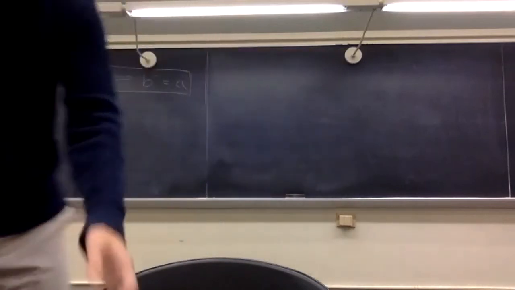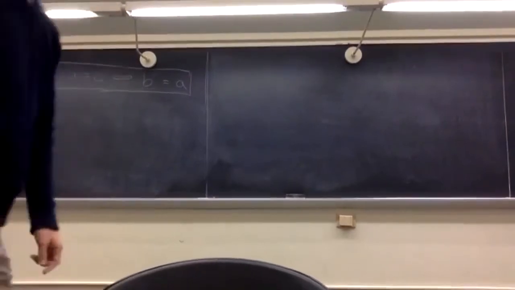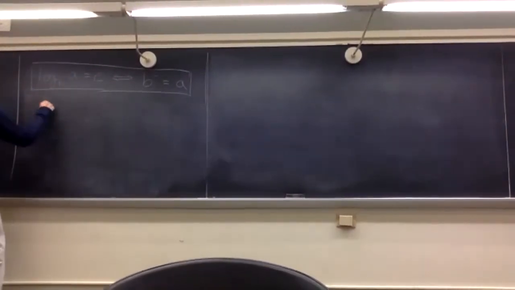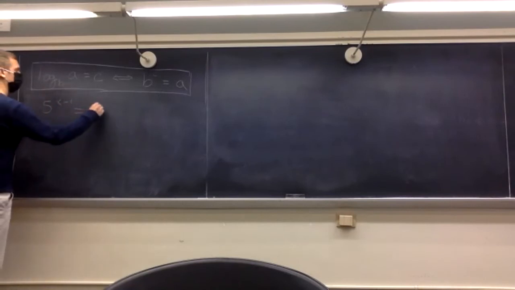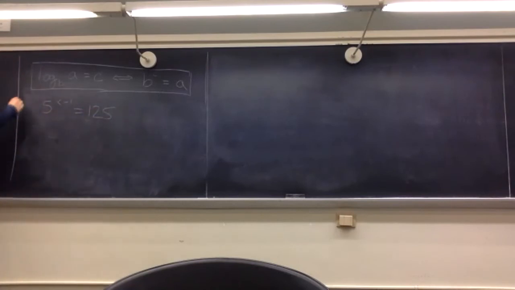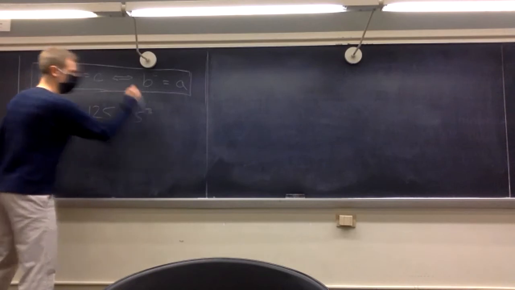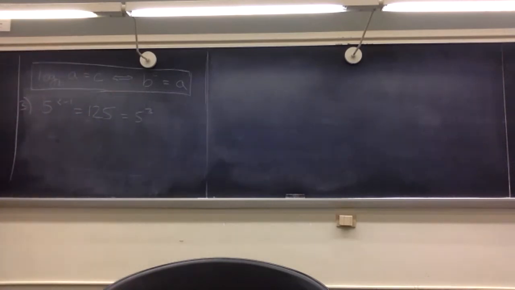Here we go. Question 3. You can probably do this one in your head without logarithms, without rules. But let's just explicitly write down what's happening. 5 to some power is 125. We know that power, right? What is it?